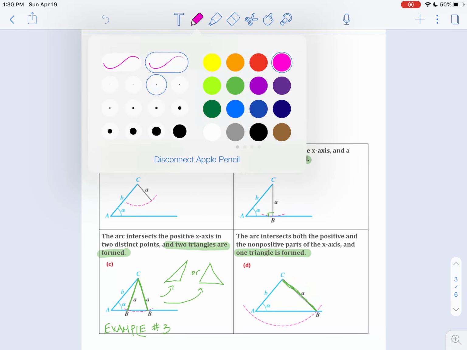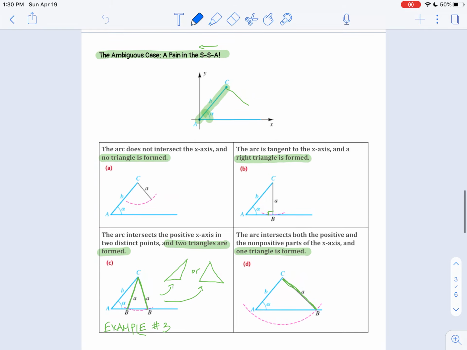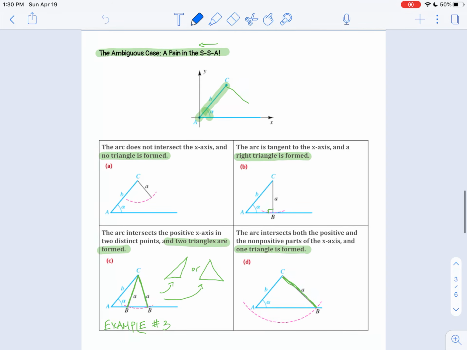All right, folks, welcome back to 7.1, the law of sines, video number 3. So last video we took a look at this ambiguous case, and if you're feeling kind of confused, that's okay. We're going to go through a couple more examples and see if we can clarify that, okay?